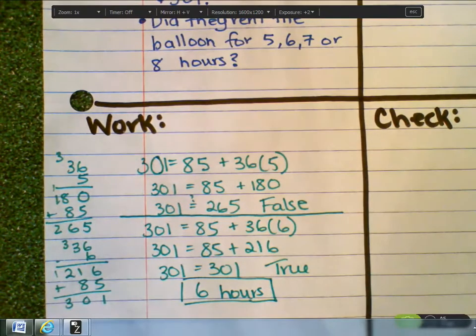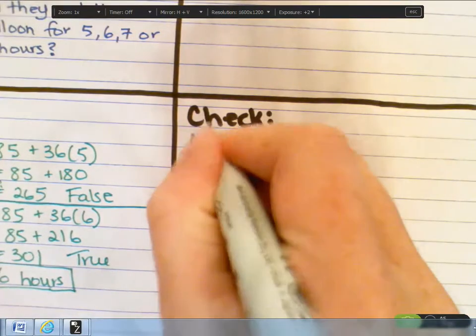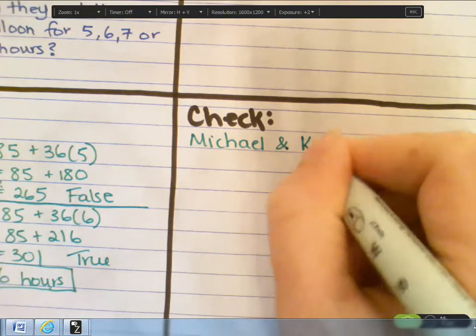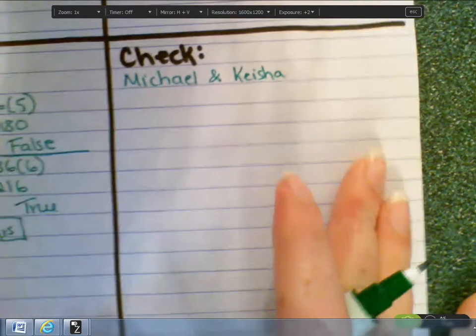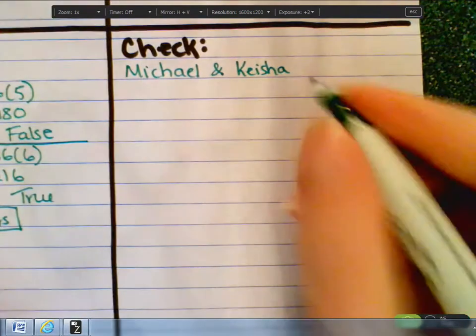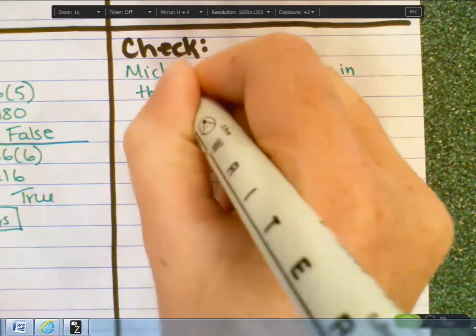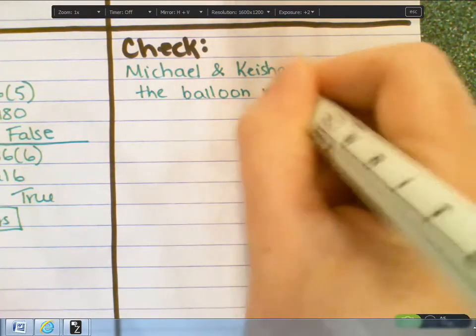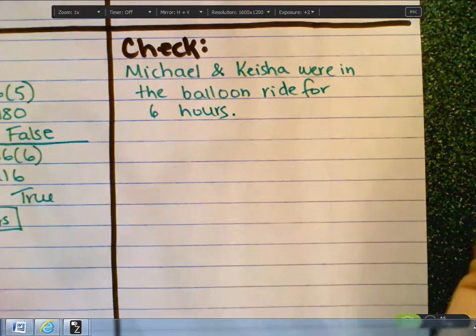So let's just do a check, make sure this is all correct, and write our answer in sentence form. So I'm going to say Michael and Keisha were in the balloon ride for 6 hours, and I'm just going to double check my work.